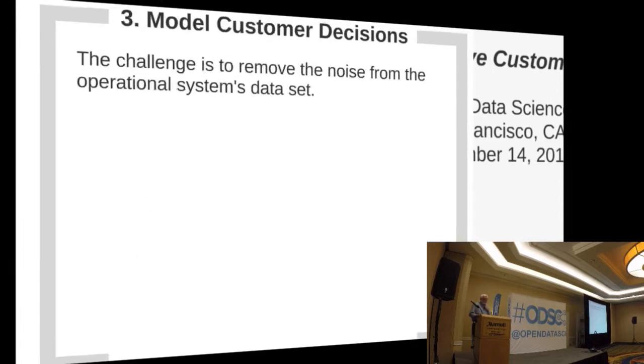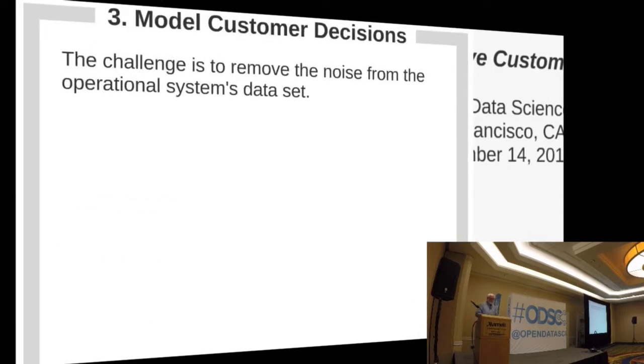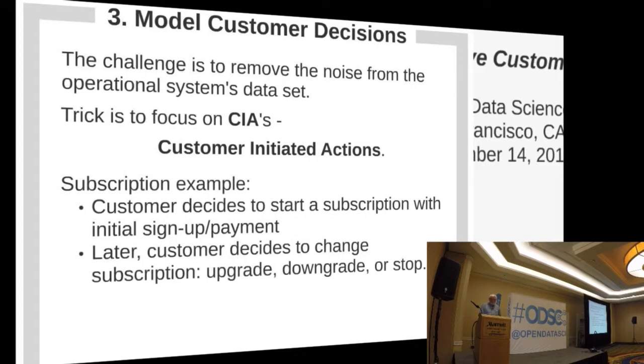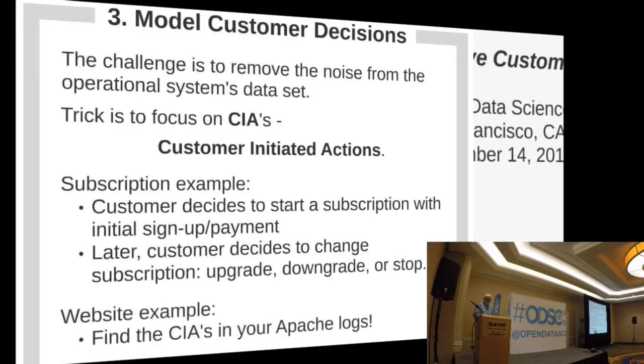And finally, we want to model customer decisions. So I hinted at this a little bit in talking about the subscriptions. We want to focus on CIA, which are customer-initiated actions. So we want to extract out of all the noise in the operational system what the customer actually did, and then either ignore or aggregate the stuff in between. And we talked about the subscription example, and my counter example of a lot of noise is the Apache logs and trying to find customer-initiated actions in the Apache website logs.